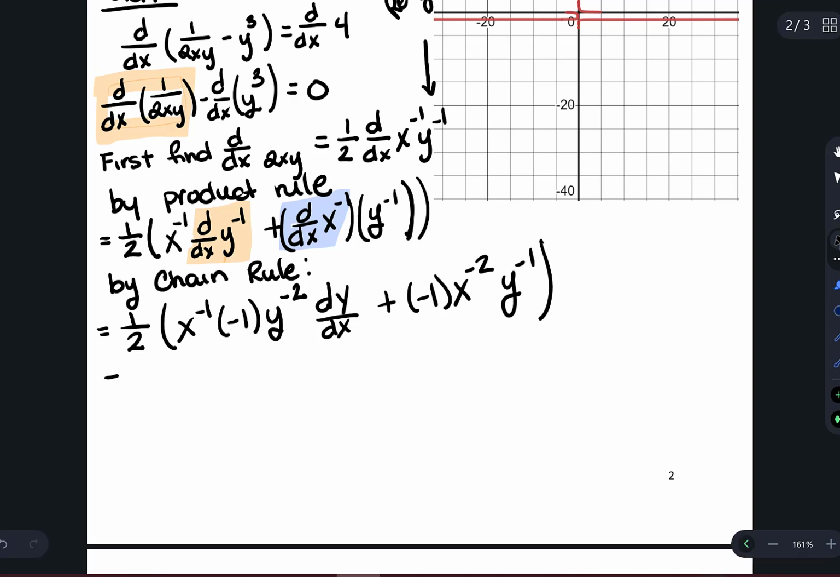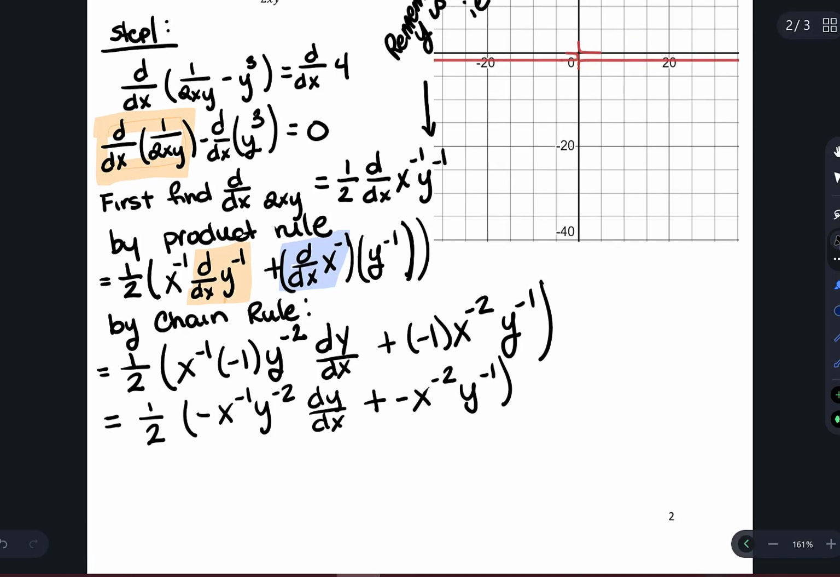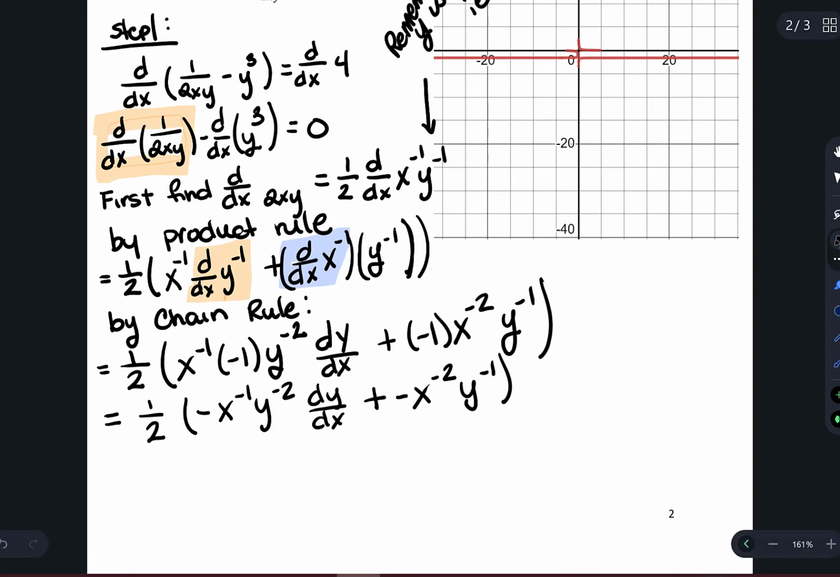So here, this is going to be equal to 1/2. Here I'm going to have negative x to the minus 1, y to the minus 2 times the derivative of y with respect to x. And so notice that is its own term by itself. That's what eventually we're going to solve for. Minus x to the minus 2, y to the minus 1. All right, so that was just this first derivative that we needed to find.